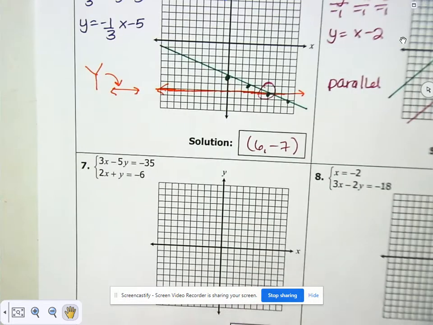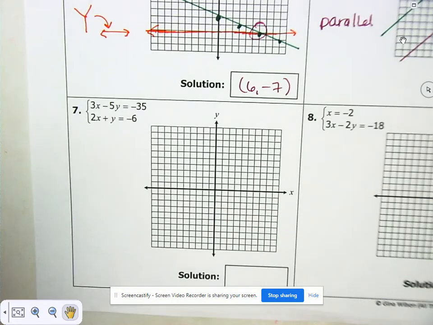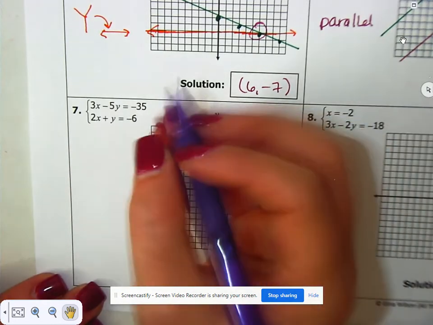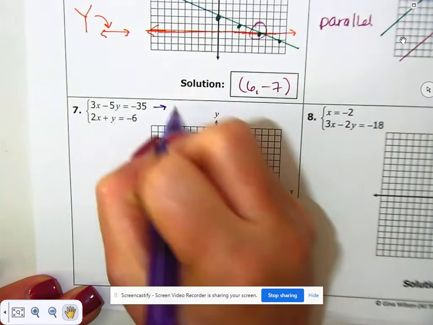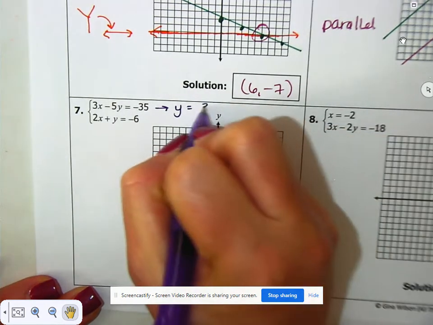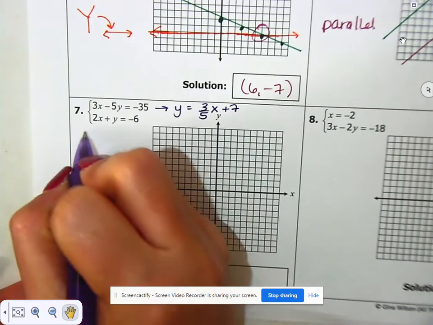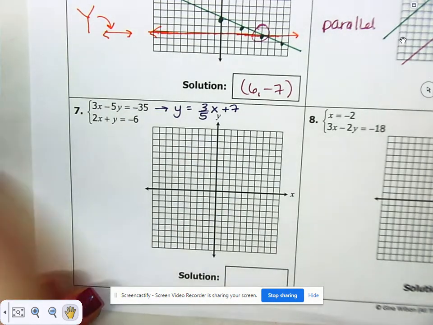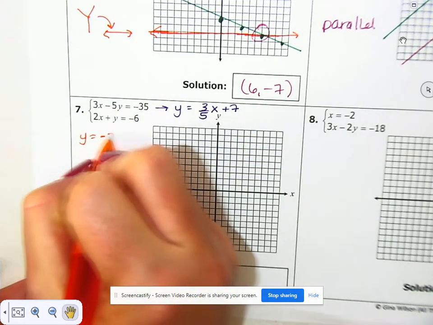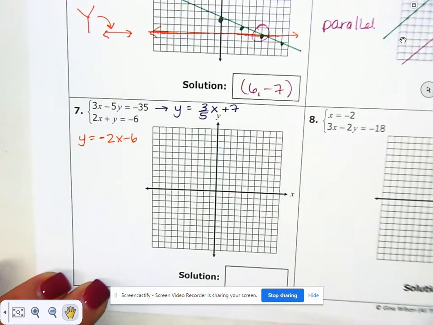All right, two more. Both of these need to be rearranged. I'm going to trust that you can do that. So the top one is going to rearrange into y equals 3/5x plus 7, and this bottom one's going to rearrange into y equals -2x minus 6. So let's start with the top one.